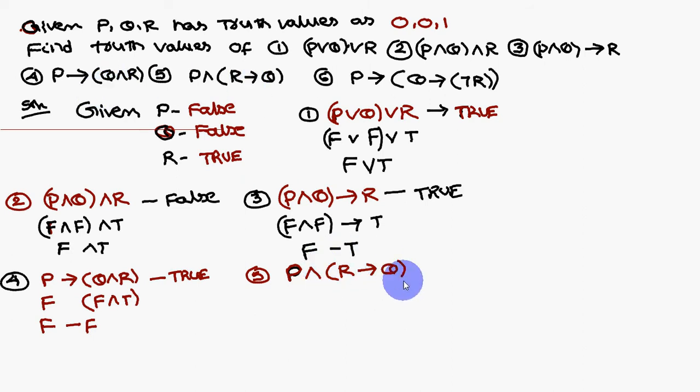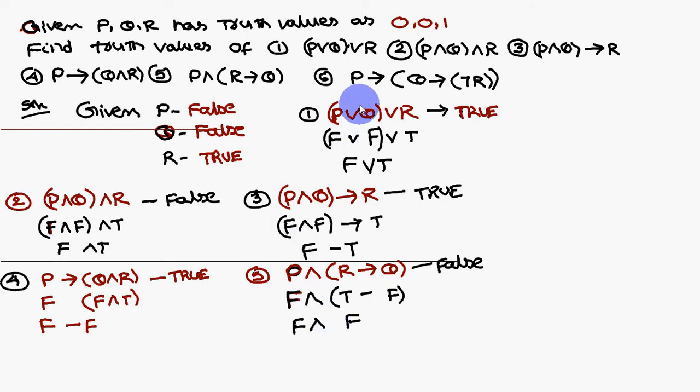Now we have to do R conditional Q. R is true, Q is false. True, false: a conditional statement gives false. Here false and false. What does AND say? Both should be true. Here it fails, therefore it is false.